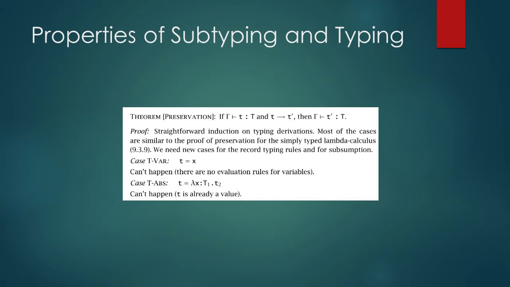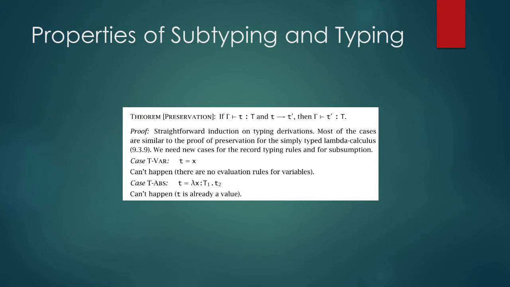Essentially, in a given context, if t is of a certain type, and t runs through a function and produces a second term, that second term will be of the same type as the first. We prove this with a straightforward induction on typing derivations. We've already learned the proof of preservation for simply typed lambda calculus, and these will all be similar. A few additional cases are needed.